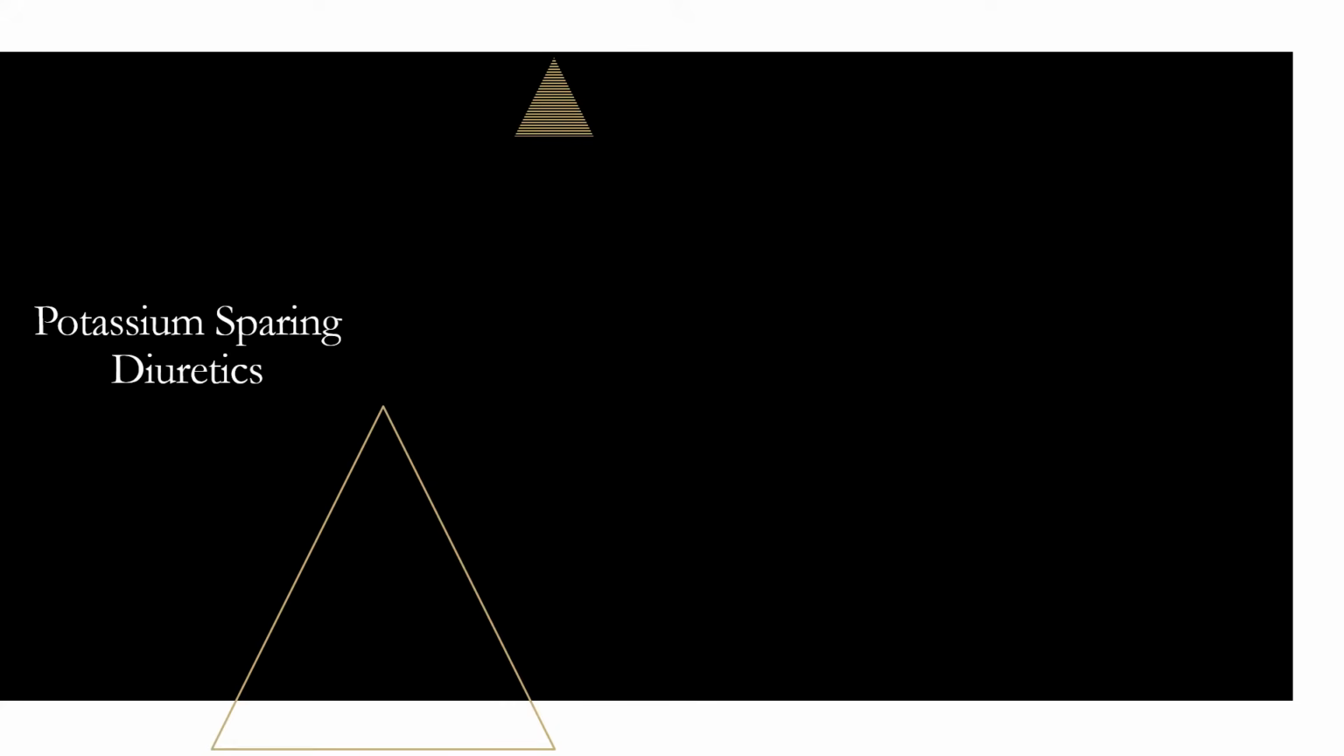Now, moving on to the potassium-sparing diuretics. Medications that you'll find in this class are going to be spironolactone, triamterene, amiloride, and eplerenone. The one you'll hear talked about the most is normally going to be spironolactone because it has so many different uses we'll go over in a few minutes.